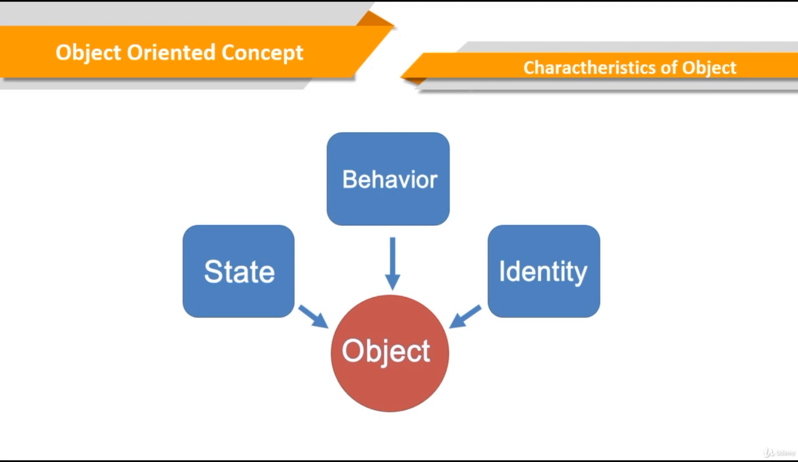Identity is used internally by the Java virtual machine to identify each object uniquely, right? So the value of ID is not visible to the external user. So let's think about maybe a car, and let's call it a Ferrari. The color is red. The model is 2015. These are the states, right? So this car starts and stops. So starting and stopping are behaviors.